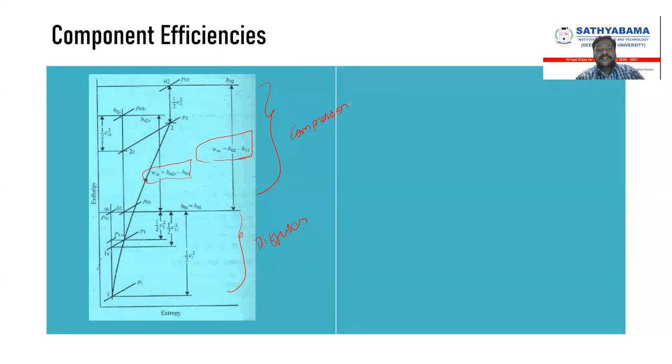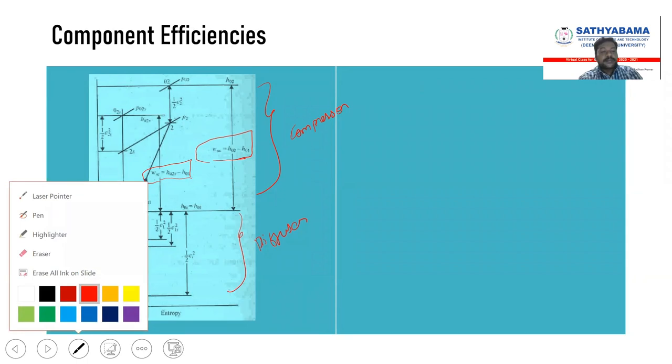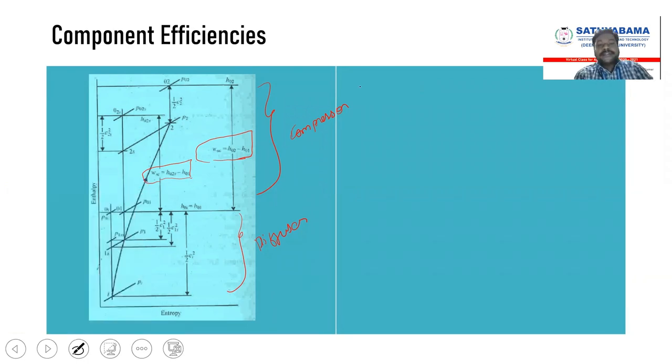Yeah, this is your compressor stage, right? So for the compressor stage, what is the work efficiency? For the diffuser stage, what is the work efficiency? We are going to discuss that. When you consider the component efficiencies, here we are going to consider the diffuser efficiency. This is your first step. So diffuser efficiency is my first step.